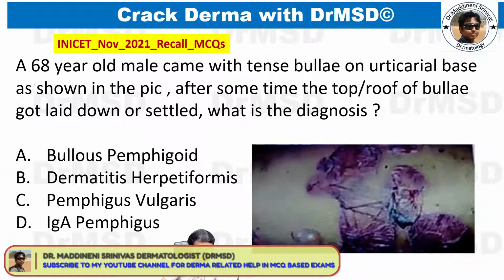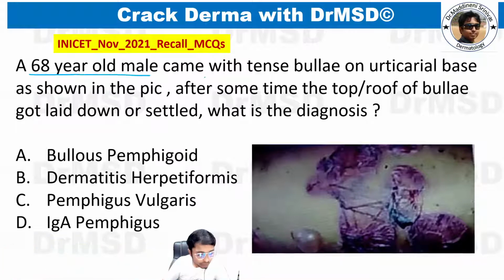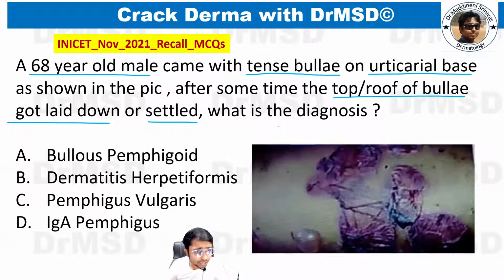A 68-year-old. I hope all of you have answered this right. This is a repeat question, very, very important. A 68-year-old male, that is an elderly male, came with tense bullae on an urticarial base. After some time, the roof of the bulla got laid down or settled. So what is the diagnosis? Very, very important repeat question. This was in fact repeated, and there are n number of clues from which you can synthesize the answer.